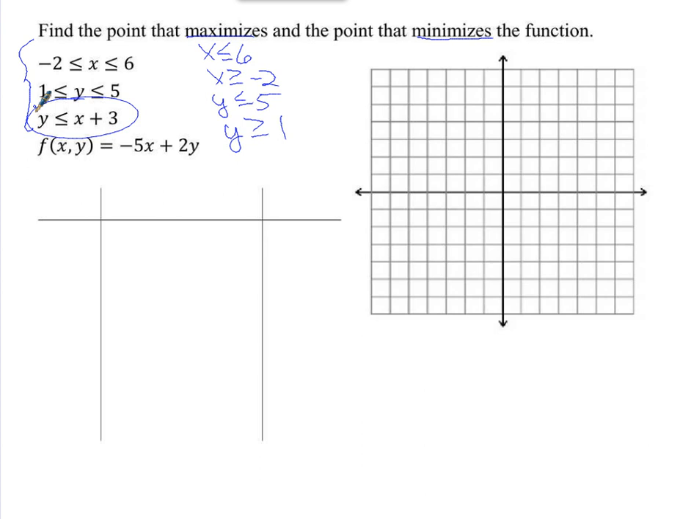Okay, so we just graph these now. We have x is less than or equal to 6. That will be what kind of line? Vertical line going through 6. Again, for the 100th time, graph incredibly carefully. The more careful you are, the easier time you're going to have with your vertices when you try to pick them out.